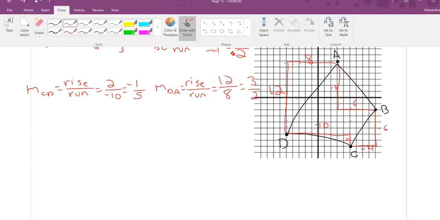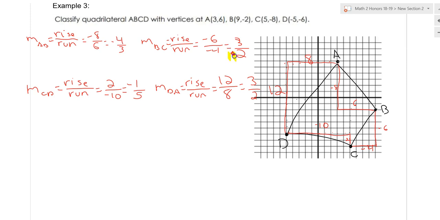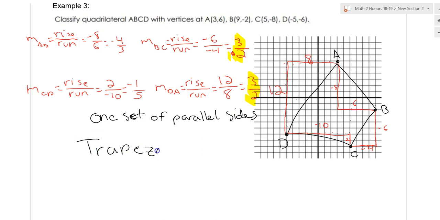So again, we're looking first for our parallel sides. So this one is 3 over 2, and this one is 3 over 2. So those are parallel. These ones are not the same. So that means we only have one set of parallel sides. And therefore, this is a trapezoid. Okay, and again, if you look back at that flow chart, as soon as you get there, there's nowhere else to go. If it's a trapezoid, it can't be anything else.